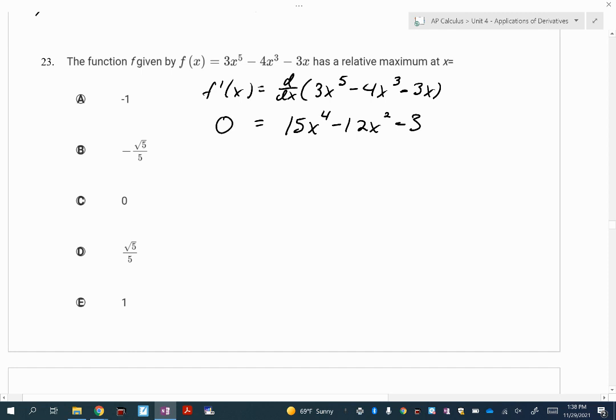I could also find a critical point wherever it's undefined, but this is a quartic trinomial, so we're not going to have to worry about any undefined values. So let's set it equal to 0. Now I'm going to take out a 3, and it leaves us with 5x to the 4th power minus 4x squared minus 1. As I've mentioned many times, because that 3 doesn't have a variable with it, I don't really care about it.